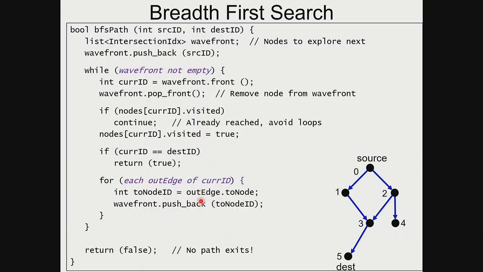In milestone 1, we showed you in the library how to get the to and from intersections from each edge. You will use that to get the ID and push it to the wavefront. That means that this node is one of the candidate nodes that I want to visit later. It might not be the next node that I'm going to visit because the wavefront list might already be populated with some other candidates, but eventually we will visit that node. Okay, and we keep doing this until the wavefront is empty. If the wavefront is empty, that means we couldn't find any path that reaches the destination, so we will have to return false.